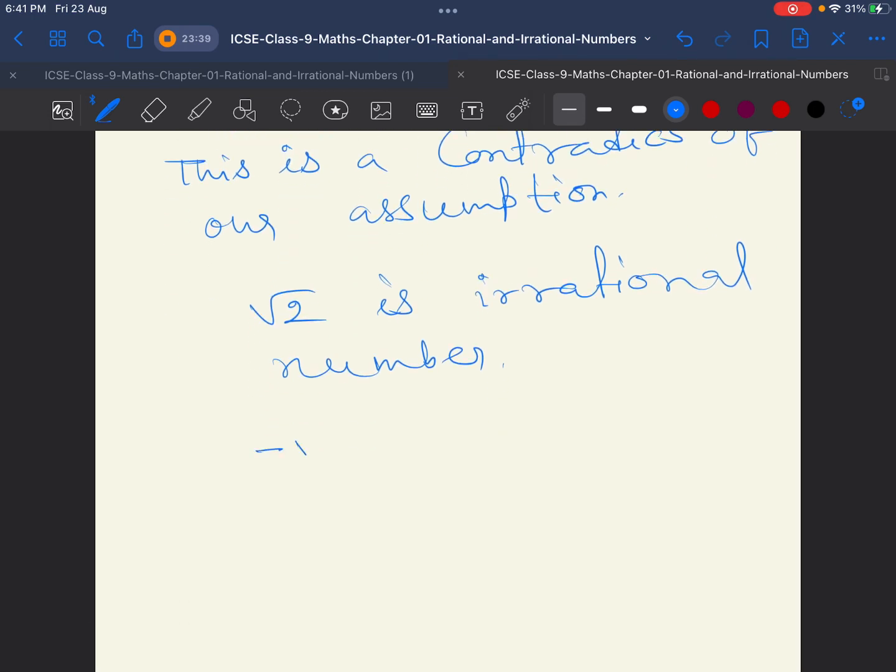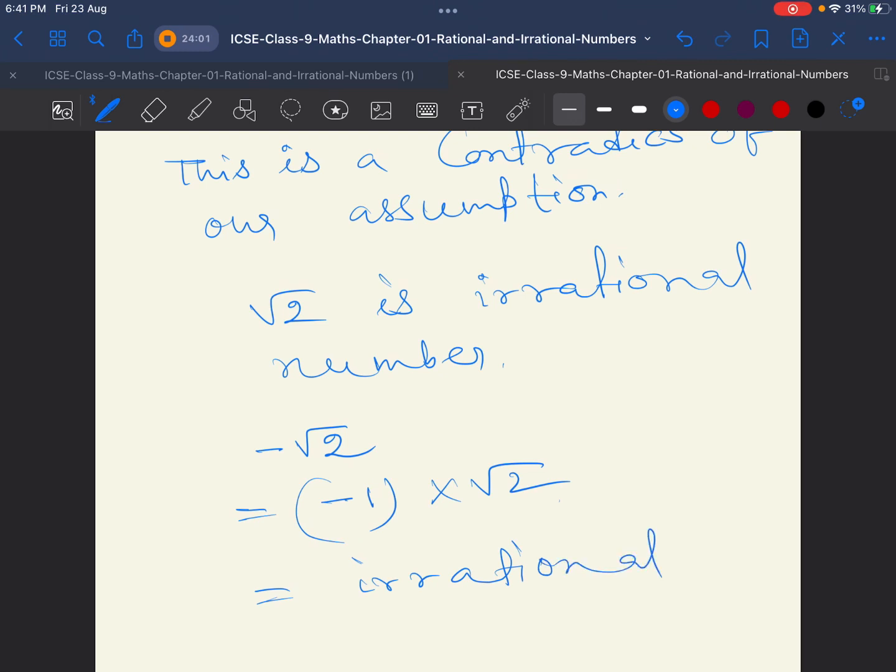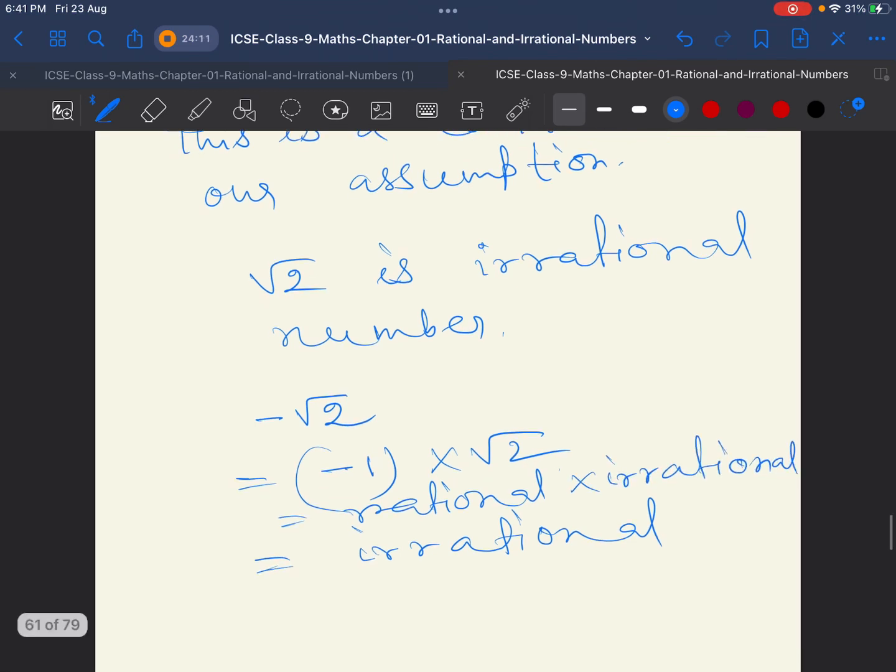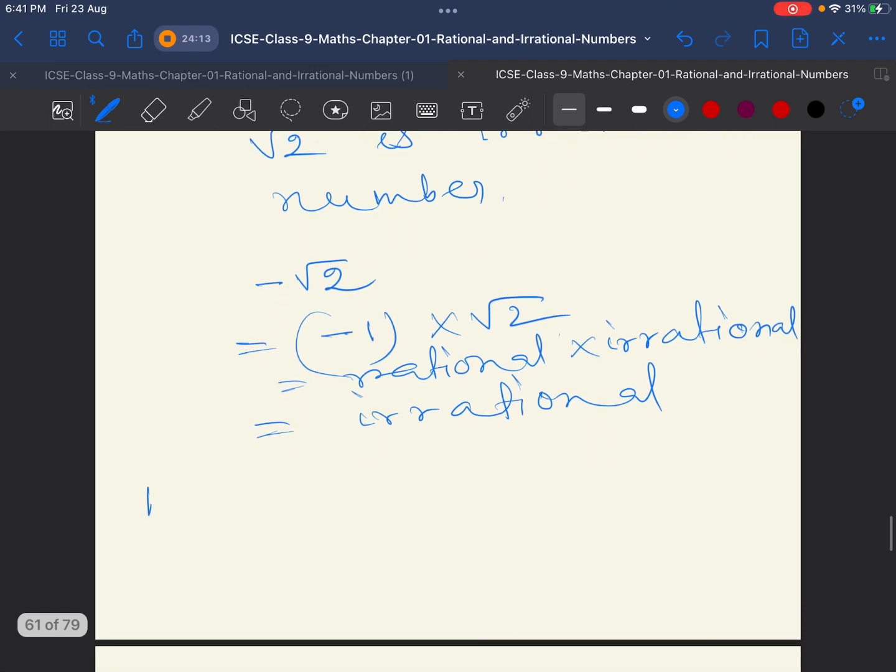Hence minus root 2, negative of any irrational number, we can write minus 1 into root 2. So root 2 is irrational, so its multiplication with any number is irrational, so this is also irrational. Minus 1 is rational and root 2 is irrational, so its multiplication is an irrational number.